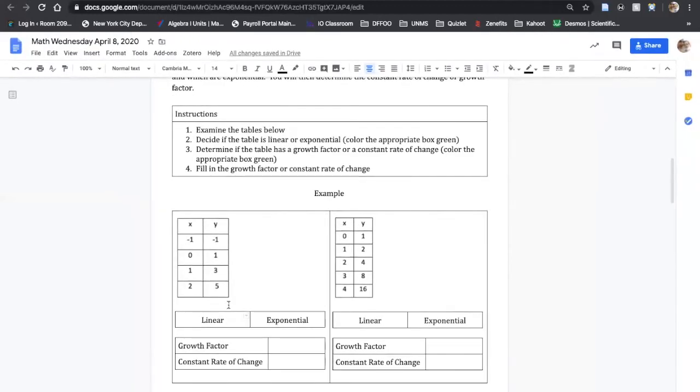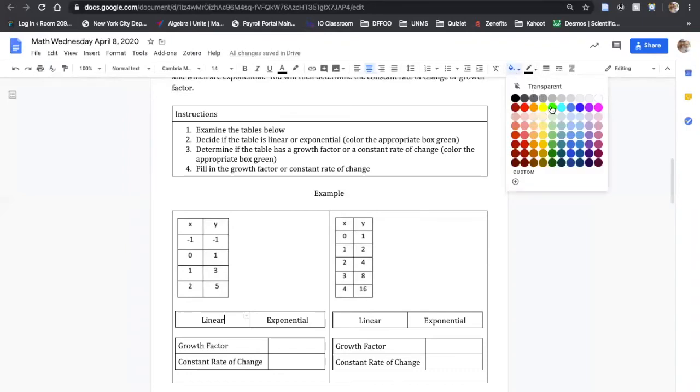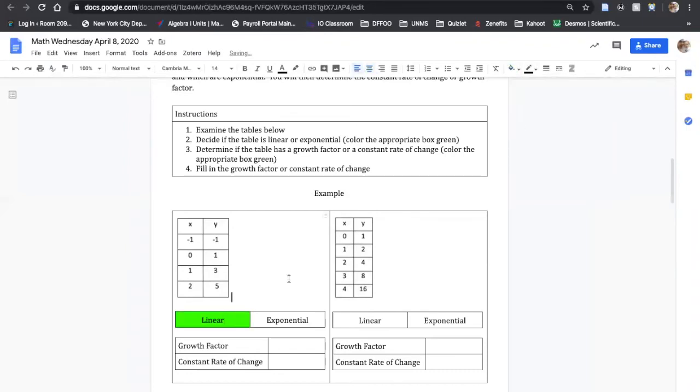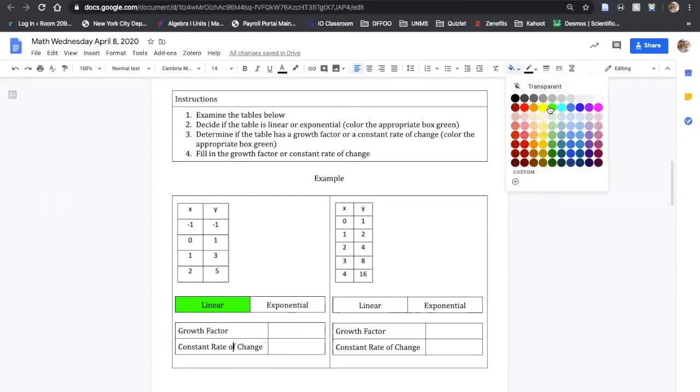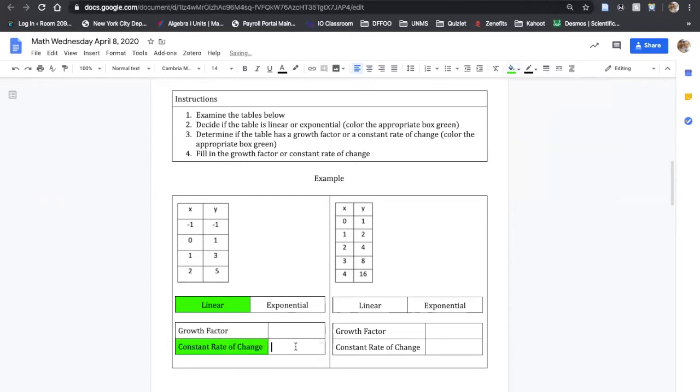So what you're going to do is you're going to make the box that says linear green. That's going to indicate to me that you're saying this one is linear, right? Now, if it's linear, that means that I'm talking about a constant rate of change and not a growth factor. So you're gonna make this one here green as well, right? And now we're gonna write down in this case here that our constant rate of change was actually 2 because we are adding 2 as we move down the right-hand side of the table, okay?